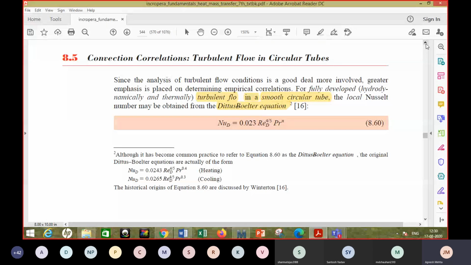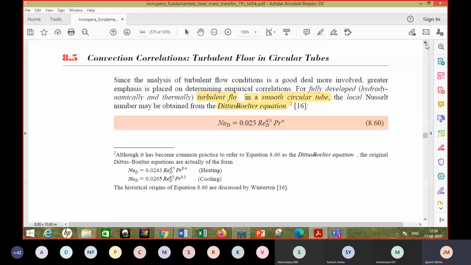So you can use this Dittus-Boelter correlation. So Nusselt number is 0.023, Reynolds number raised to 4 by 5, Prandtl number raised to n. Now this n is 0.4 if the fluid is being heated, and 0.3 if the fluid is being cooled. Obviously, in this case, the fluid is being heated because the solar radiation is falling on the absorber tube. It gets converted into heat, and your fluid is flowing through the tube, and the tube surface is at high temperature, so it is giving heat to the fluid. So in this case, the exponent of Prandtl number would be 0.4.